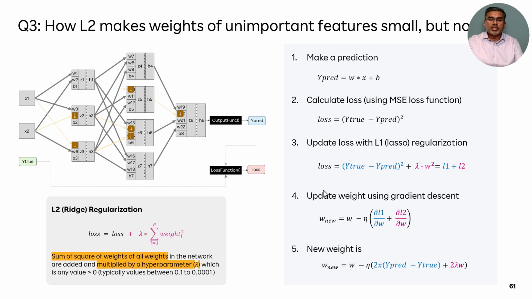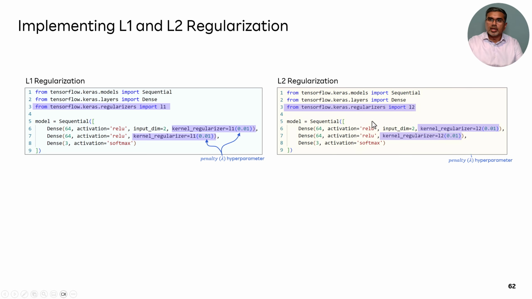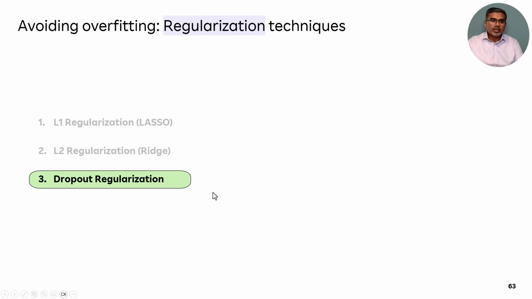Okay. How are these implemented? Implementation is very simple. If you're using L1 regularization using Keras, you basically import the regularizers module, and then you pass to each layer kernel regularizer equals L1, and this is the lambda value that you pass. L2 is also similar. You import L2, and then you say kernel regularizer equals L2. It's a very straightforward thing, and this takes care of running the regularization, and you can do it on a layer by layer basis. The last topic we're going to cover is what is called dropout regularization.